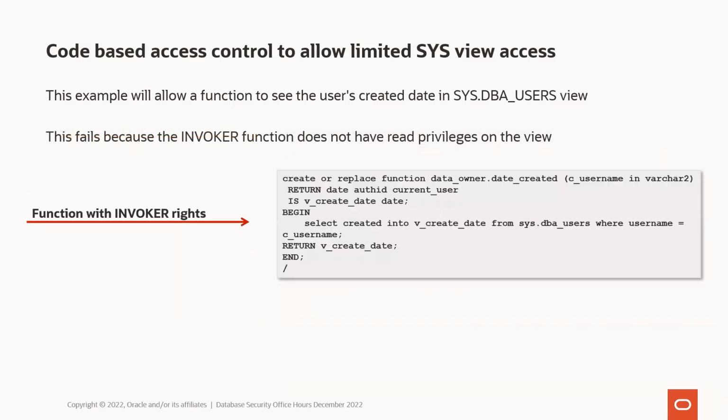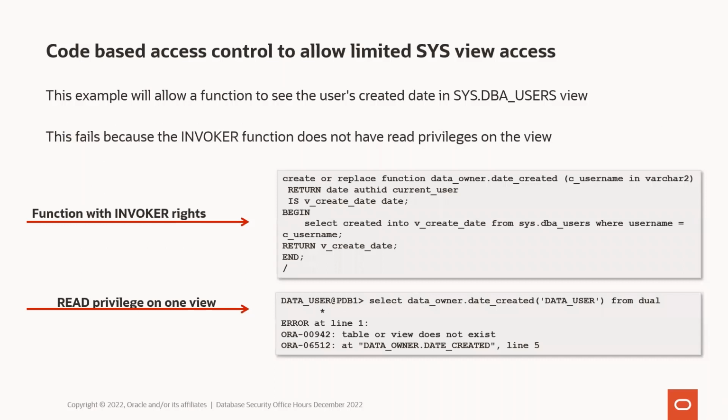So the first thing is when I compile it, I'm going to try to execute it as my data user. And it says, sorry, man, you told me to use invoker rights, but data user doesn't have access. This table or view doesn't exist. I don't know how to access it. I have no privileges to do it, okay? So it fails. It fails.